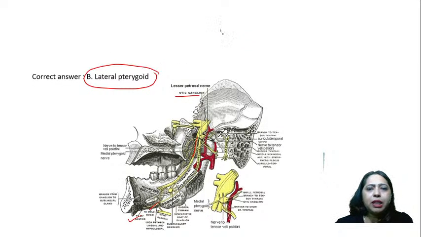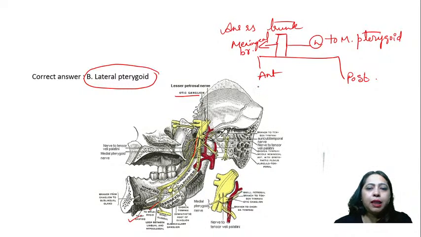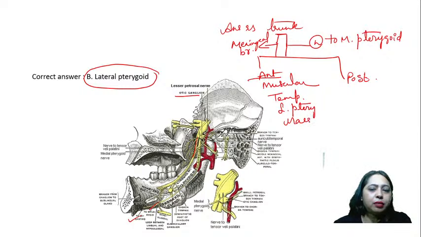So here the answer is actually the trunk gives two divisions. One is the meningeal branch. The other one is the nerve to medial pterygoid. Then it divides into anterior and posterior. The anterior gives all muscular branches. To which ones? To the temporalis, to the lateral pterygoid, and the masseter.